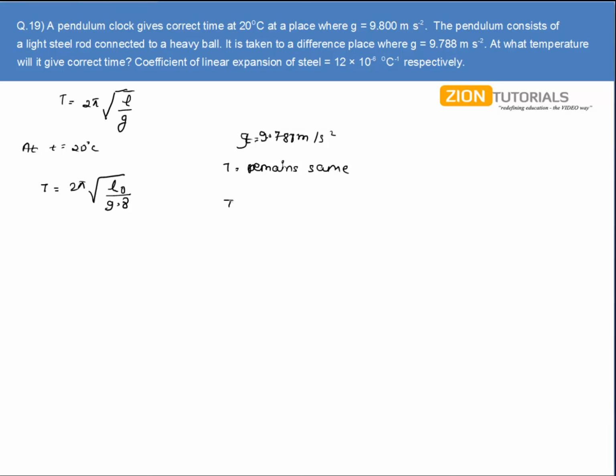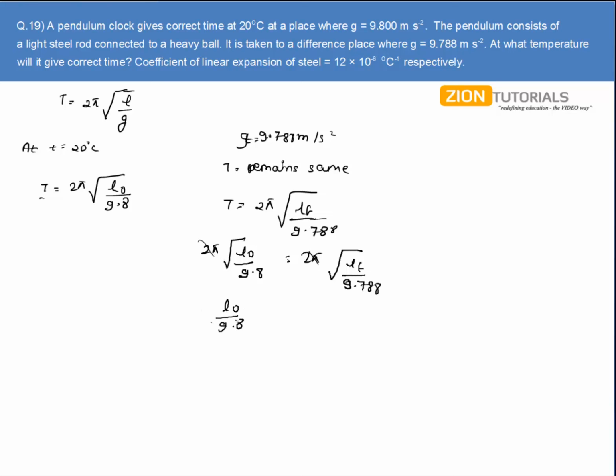Now I can write again that if T has to be the same, then it will be equal to, let's say, 2 pi under root of L final divided by 9.788. So this time period will be equal to this, that is 2 pi under root of L naught by 9.8 is equal to 2 pi under root of L final by 9.788. So 2 pi get cancelled, squaring both sides I get L naught by 9.8 is equal to L final by 9.788.